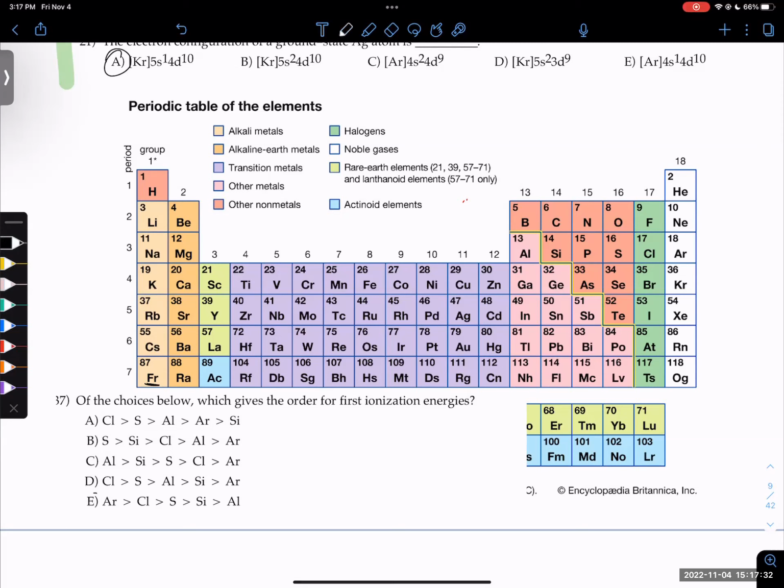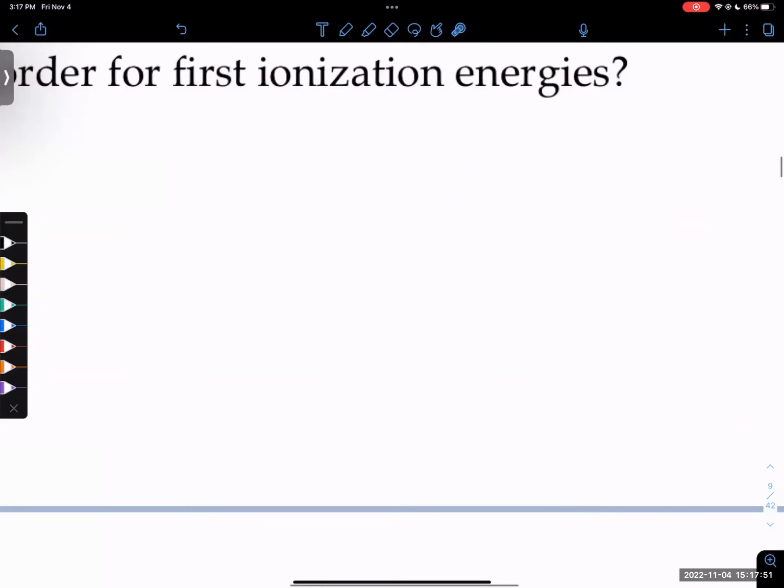Wait, it says order, is that from smallest to biggest or biggest to smallest? Well, I'm just looking at the greater than signs. It's going to point to the biggest thing, right? Yeah, that makes sense. I was going from the smallest to the biggest energies, so I chose C since it's going from smallest to biggest.